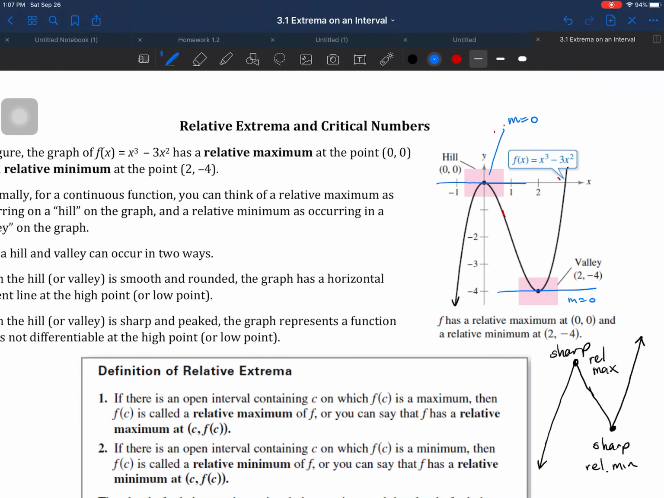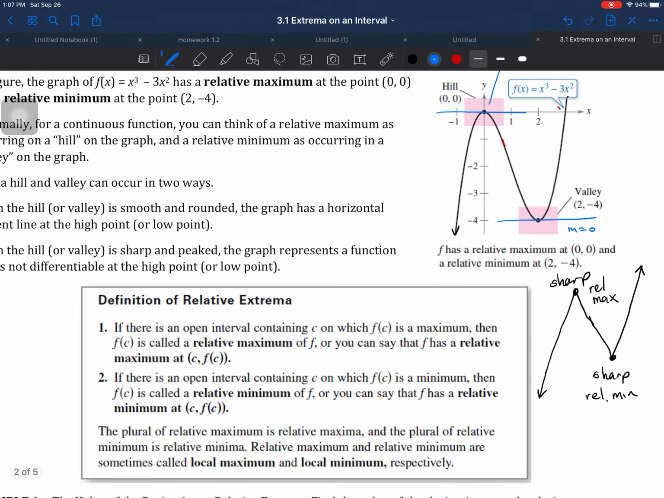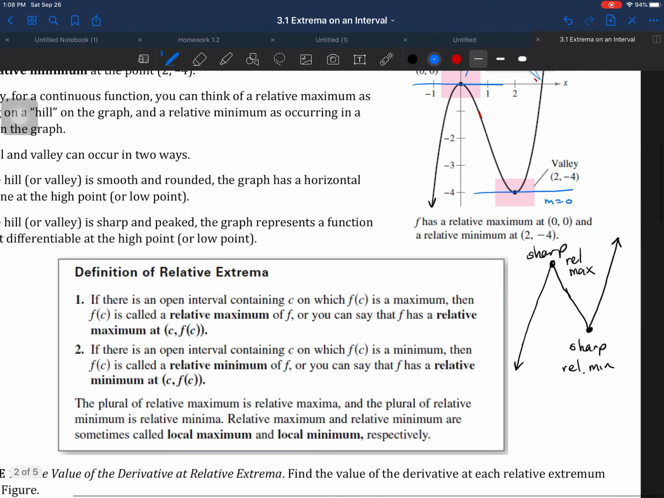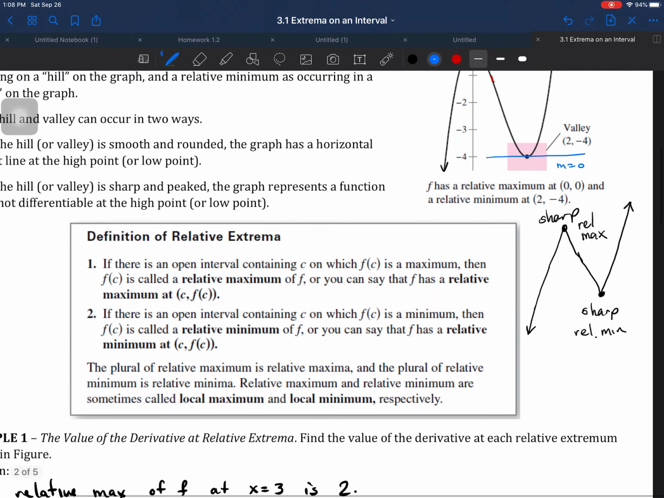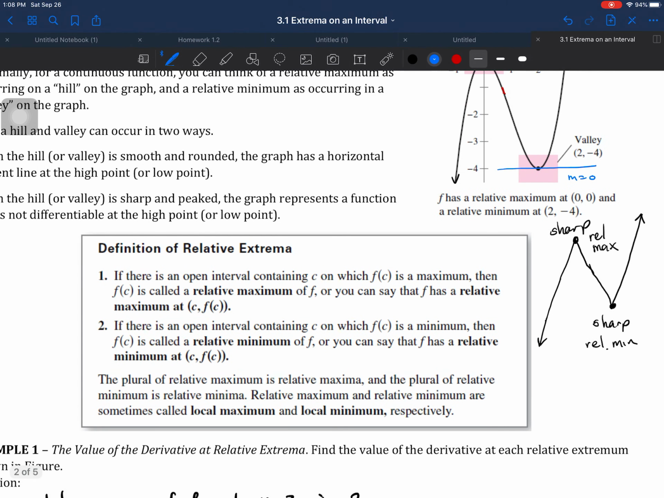So what this is suggesting is that we can sort of make a connection between relative max and relative min and having a slope of 0, right? And we're going to discuss this further here. So now that we have discussed this, let's talk about the definition.